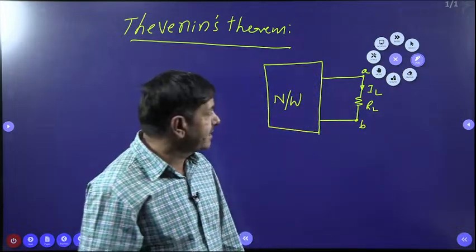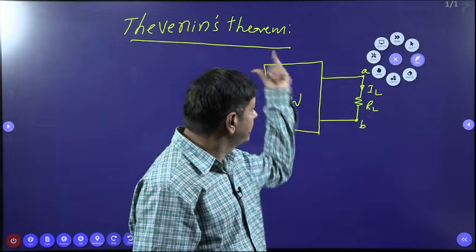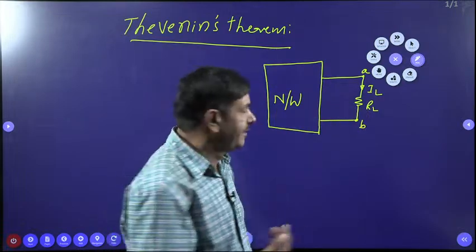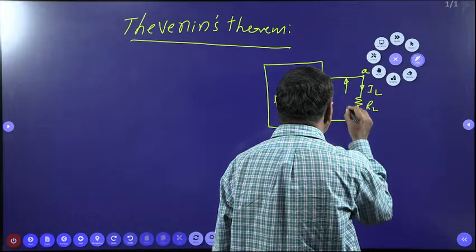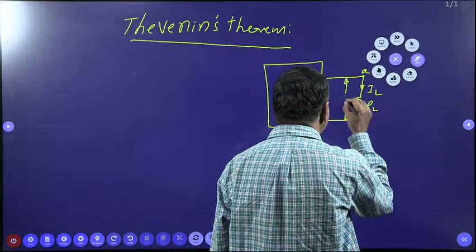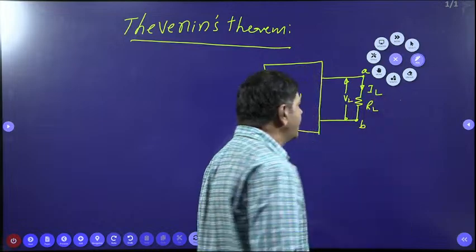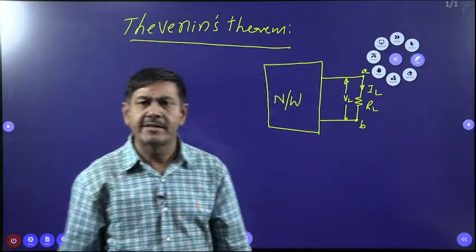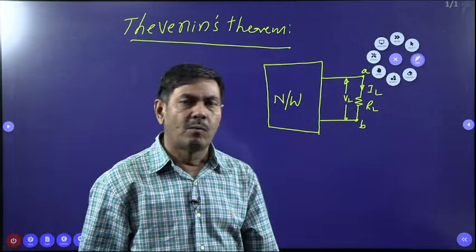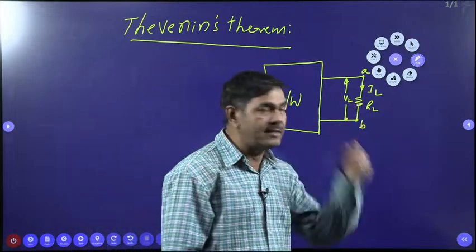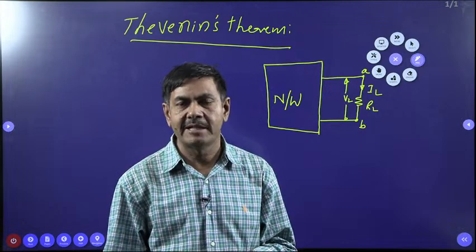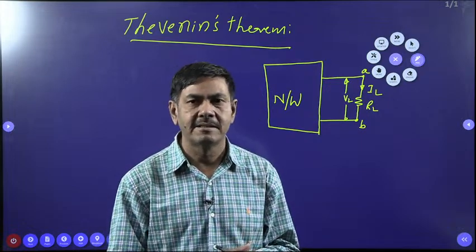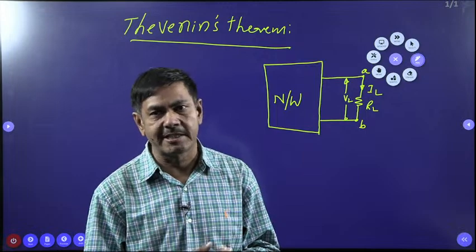If you want to measure current across RL, you can use Thevenin's theorem. Otherwise, if you want the voltage across RL, load voltage, then you can use Thevenin's theorem. What is the power consumption across RL? There also you can use Thevenin's theorem. So any one of these parameters, if you want to find, you can use Thevenin's theorem.